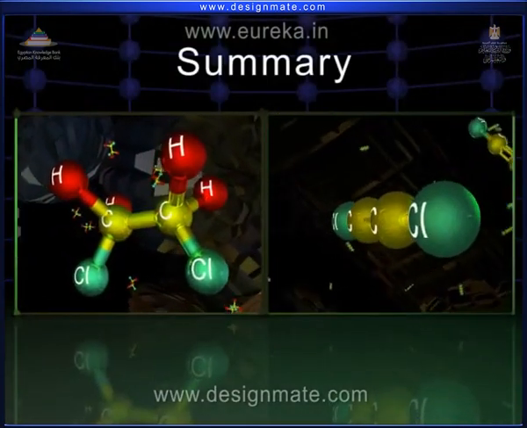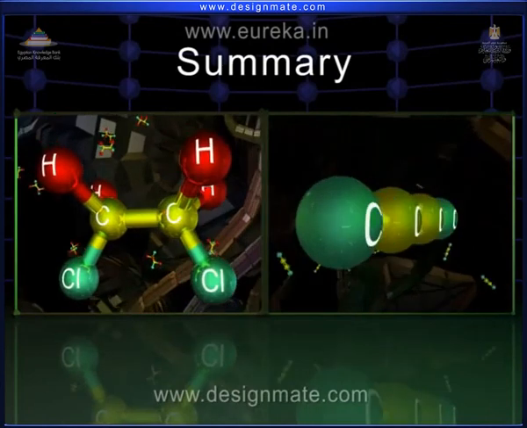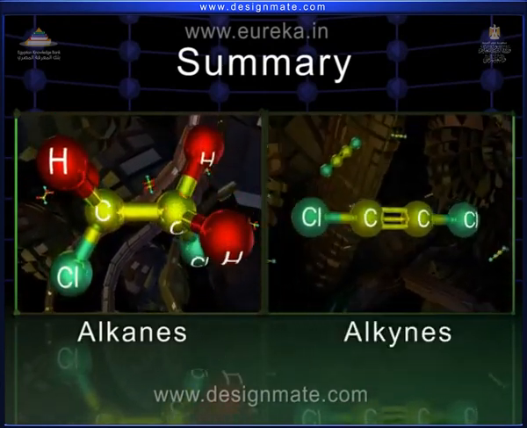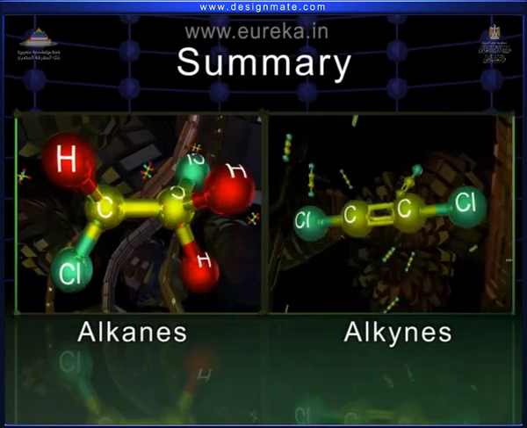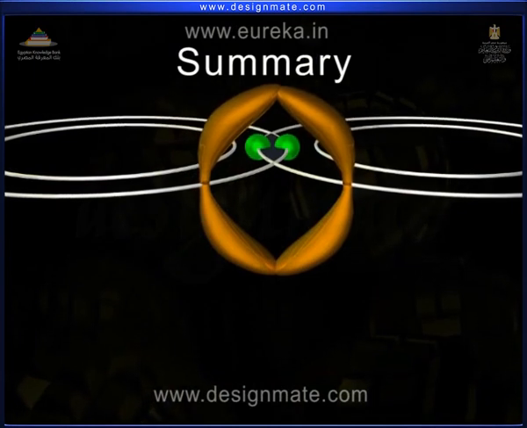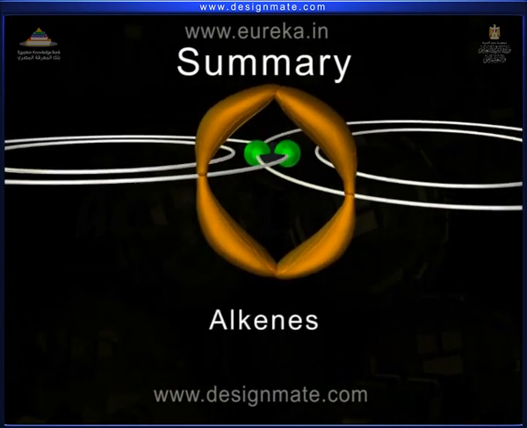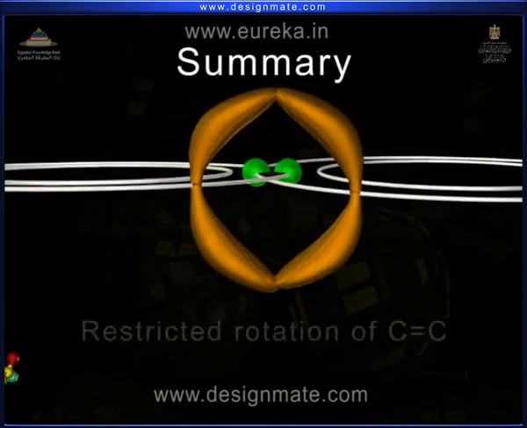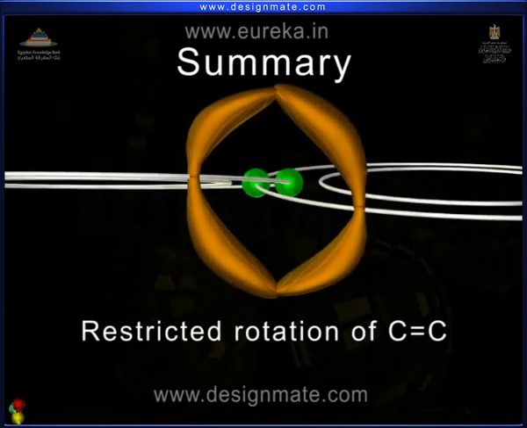Summary: we have seen that in saturated hydrocarbons like alkanes and unsaturated hydrocarbons like alkynes, geometrical isomerism is not possible, whereas in unsaturated hydrocarbons like alkenes, geometrical isomerism occurs due to the restricted rotation of the carbon-carbon double bond.